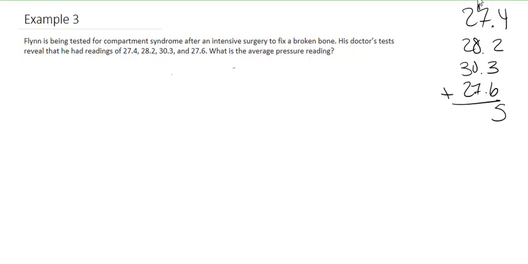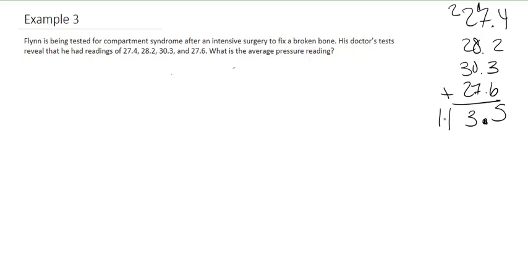We'll carry the 1. 1 plus 7 plus 8 plus 0 plus 7 is 23. And don't forget to bring that decimal down. So 3, and we'll carry that 2. So 2 plus 2 plus 2 plus 3 plus 2 is 11. So we have 113.5. But because there were 4 numbers, we need to divide by 4 to find the average.